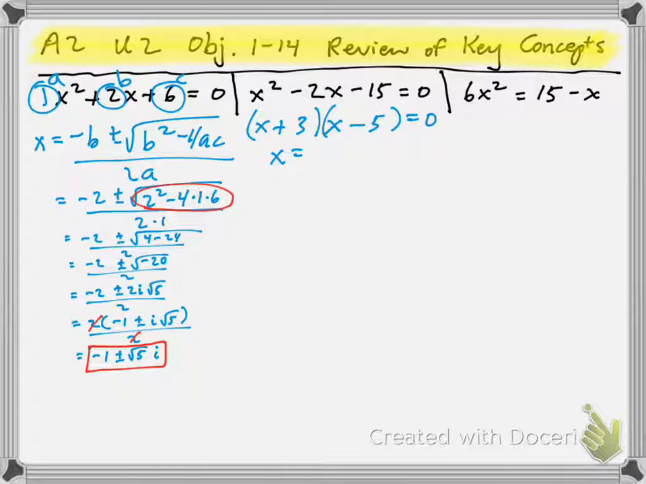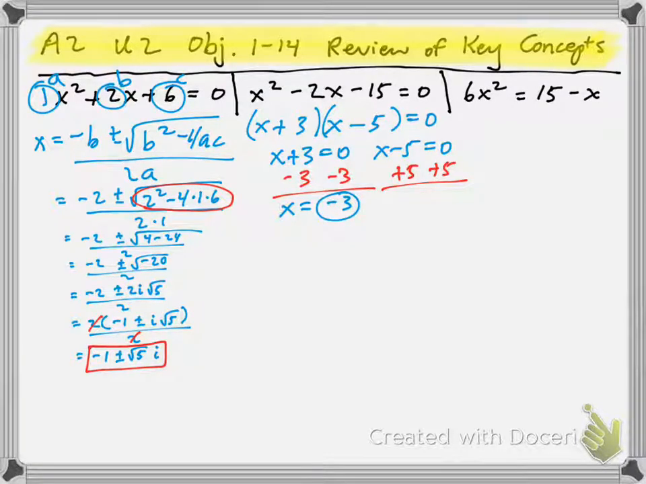And once we factor the polynomial, we set each factor equal to 0. x minus 5 equals 0, x plus 3 equals 0. When we subtract 3 from both sides in the first one, we get x equals negative 3. And on the other equation, we add 5 to both sides, and we get x equals positive 5. So negative 3 and 5 are the two solutions to that quadratic equation.